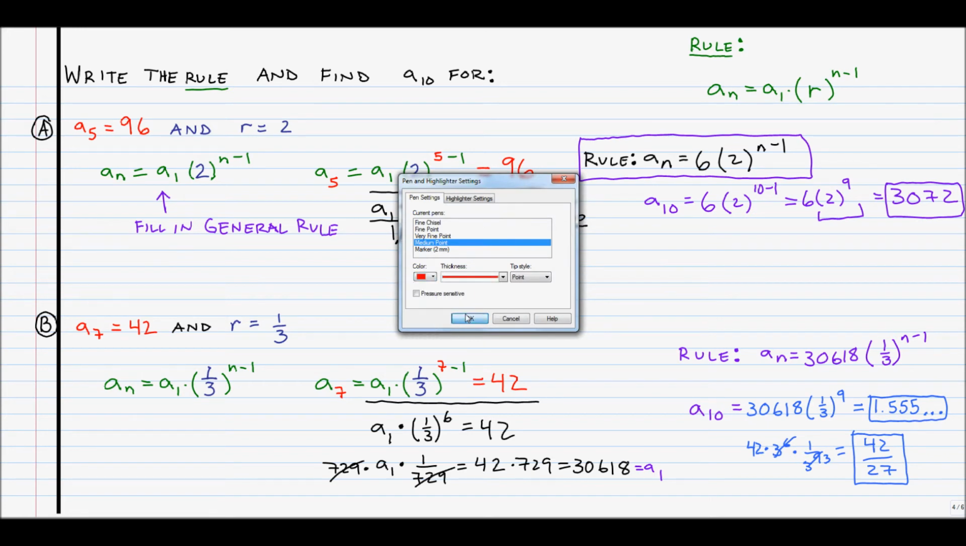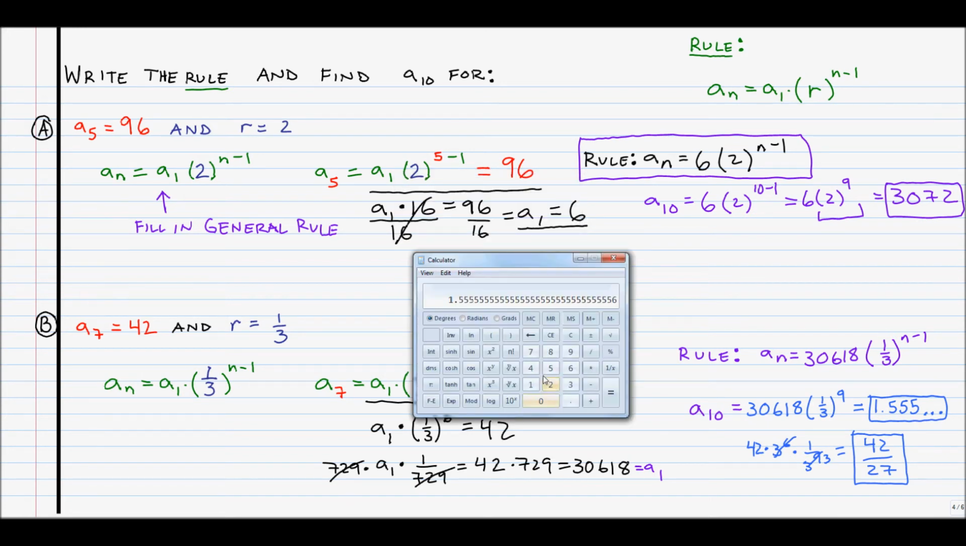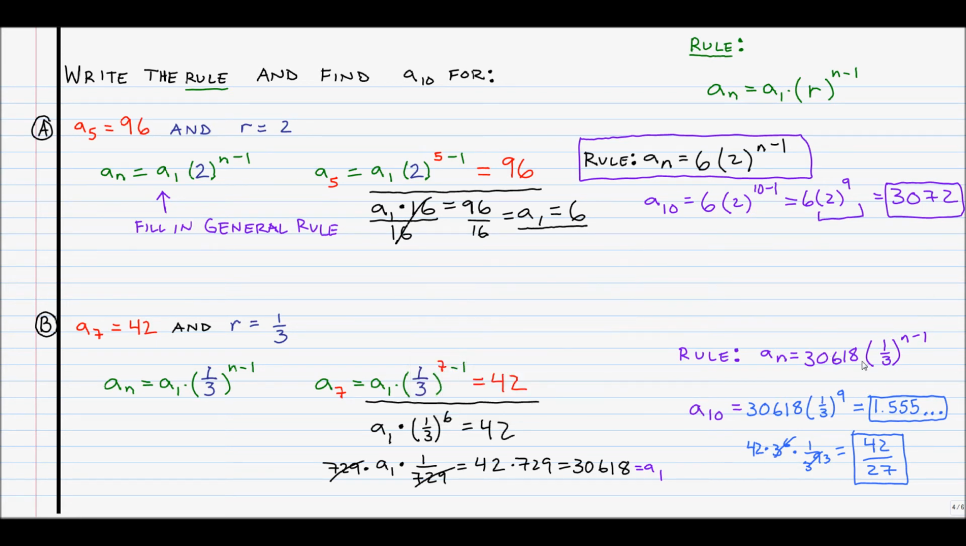So there we go. Of course, what I want to do is make sure, did that actually work? Is 42 over 27 1.55? Yes, it is. So it looks like we got our right answer. So we found our rule. There it is. And we found our term. There it is. So nice job, everybody. We have done everything we need to for this geometric sequences thing.